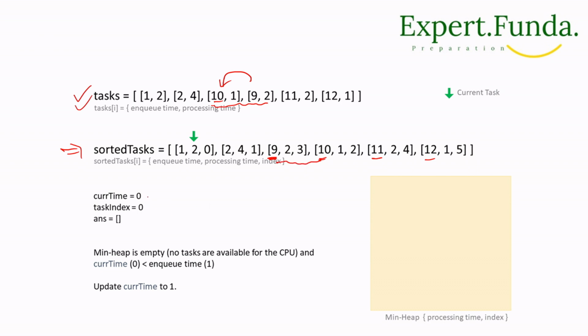Then what is the minimum current task? We take the task index as 0, and the answer doesn't have anything, it is empty. So the min heap is empty and no tasks are available for the CPU, and the current time 0 is less than the enqueue time 1. So we have to update our current time by 1, right?